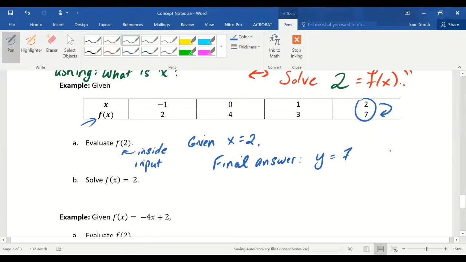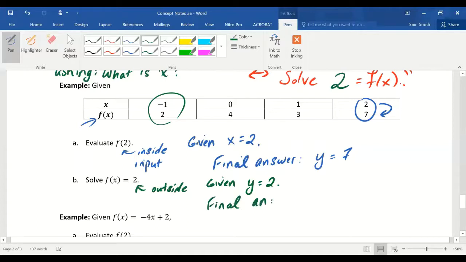Okay, part B, where they say f of x equals 2, where this time 2 is on the far side of the equal sign. What's given this time, now that 2 is outside, over the equal sign? This time I'm specifying that the y value, the output value, should be 2. So I'm going to look in this table for where the output is 2, and I'm going to report to them the corresponding x value.